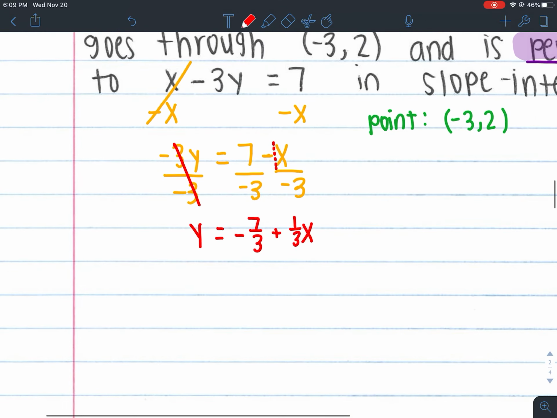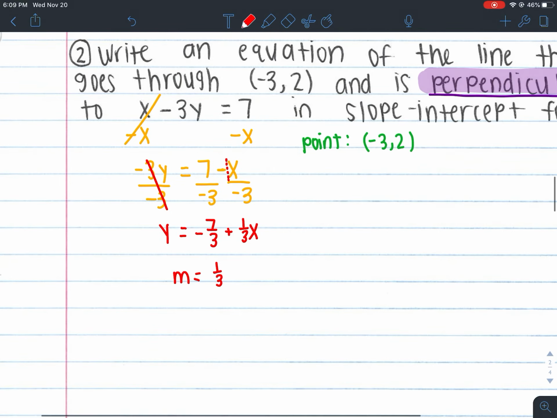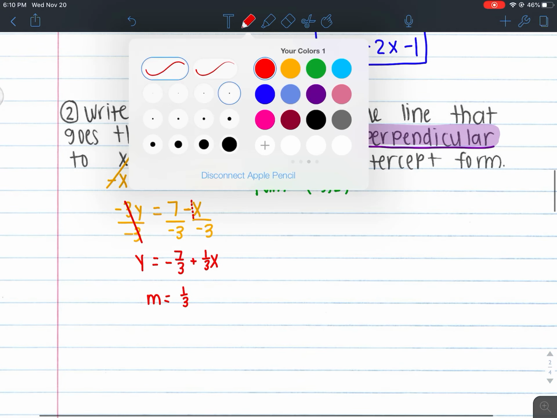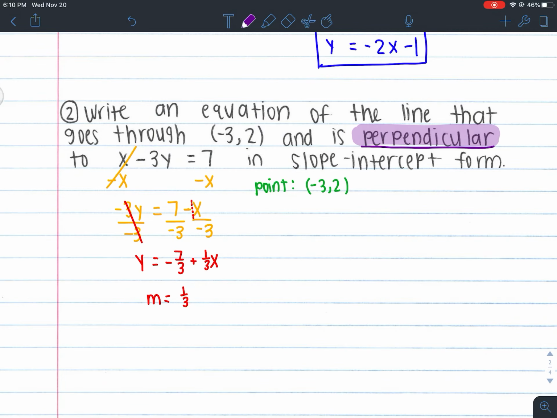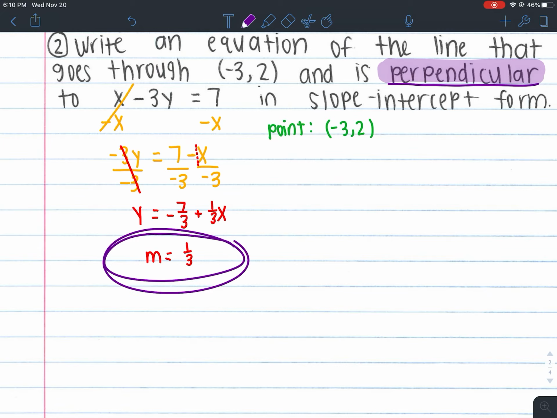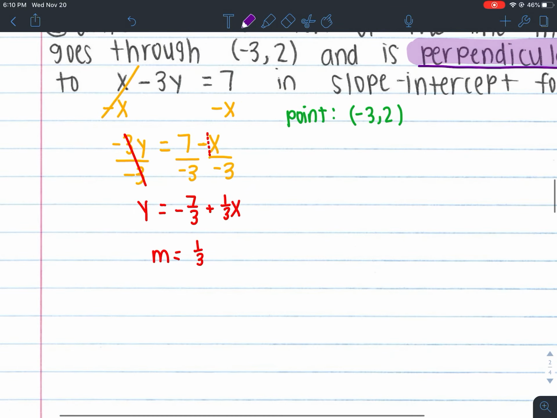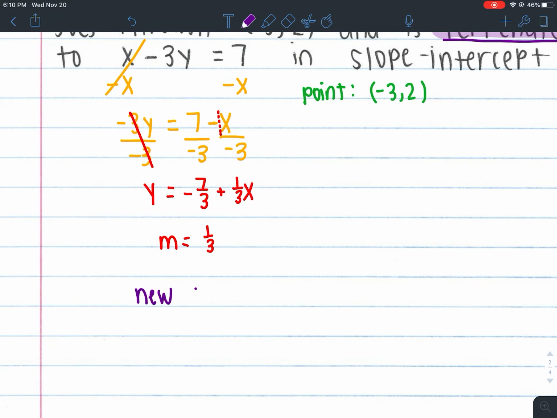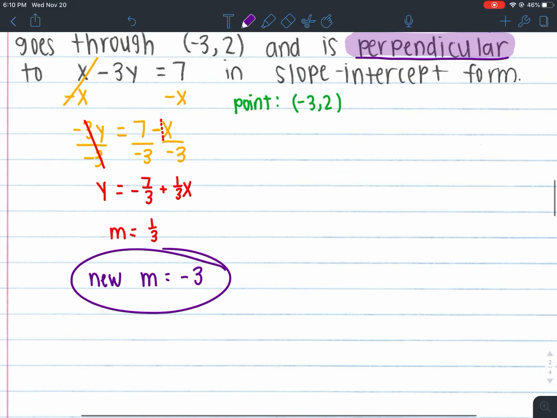So when I'm looking at this, I want to say, hey, what's the slope here? The slope here is 1/3. Is this the slope I want to use for my equation? No, because I need a perpendicular line. Perpendicular lines have opposite reciprocal slopes. If I were to use this slope, I'm making a parallel line, right? We want to use opposite reciprocal. So if I had 1/3, my new slope is going to be negative 3 over 1, or just negative 3. This is the new slope I want to use.